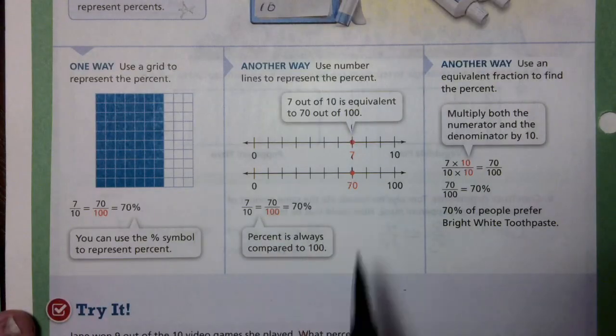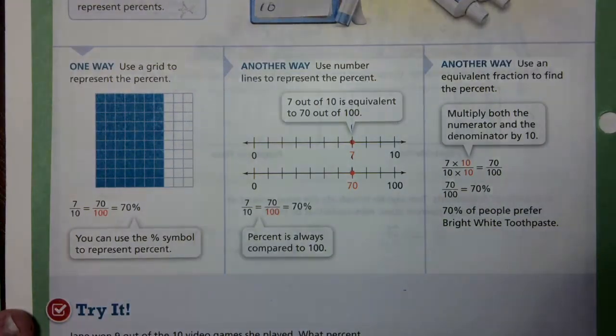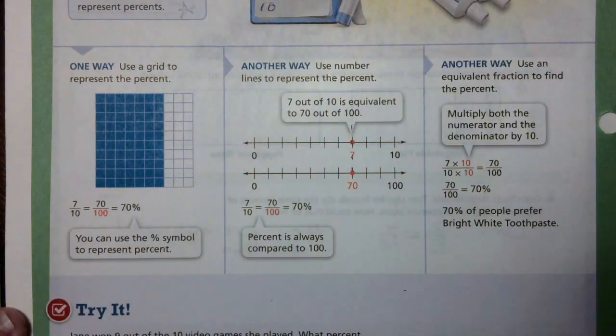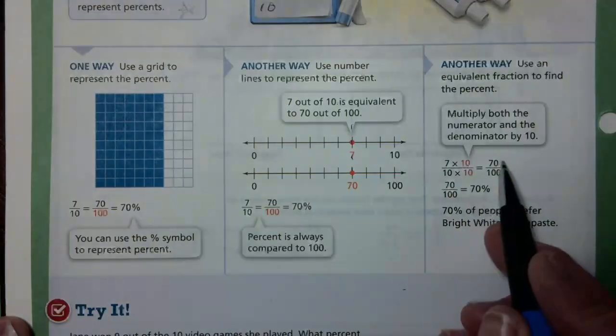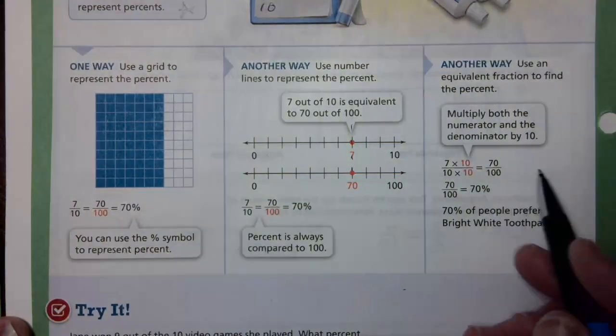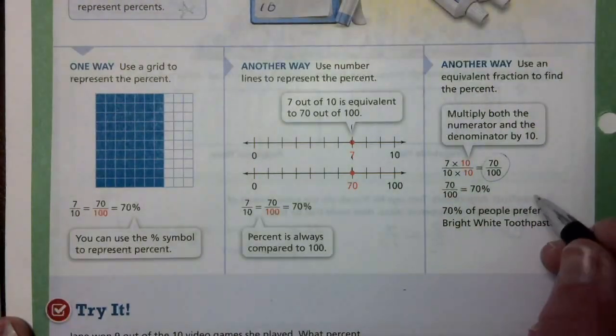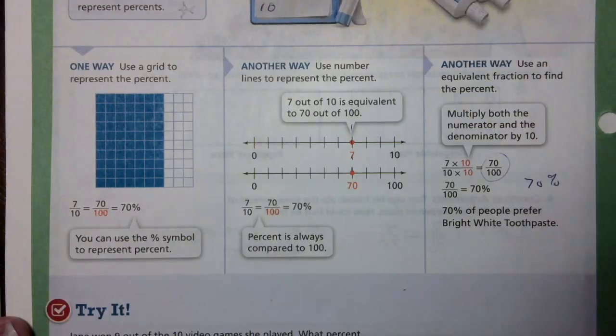Now, I don't know about you, but I don't want to draw number lines all the time. Here's yet another way. Use an equivalent fraction to find the percent. And this is what I did a minute ago. 7 times 10 is 70. 10 times 10 is 100. When it looks like this, then you can write it as 70%.